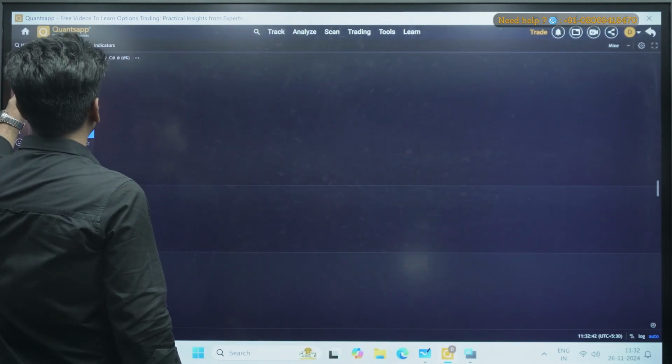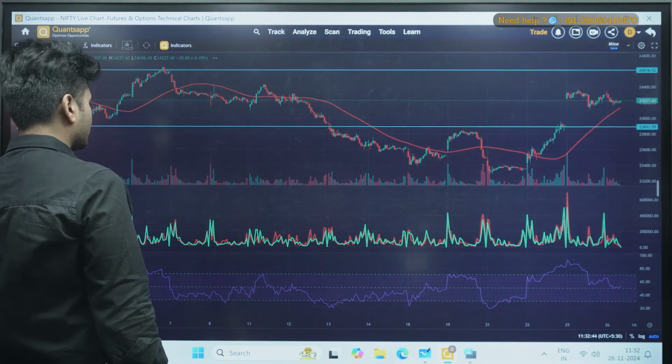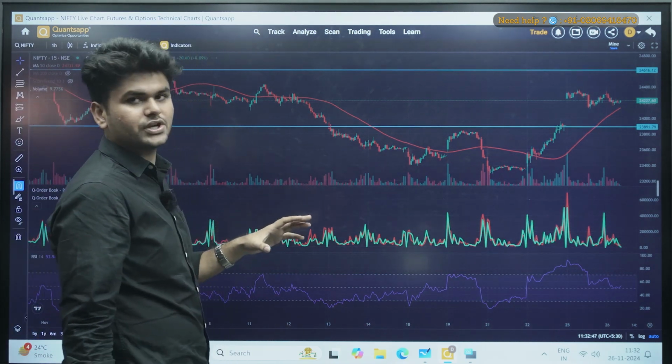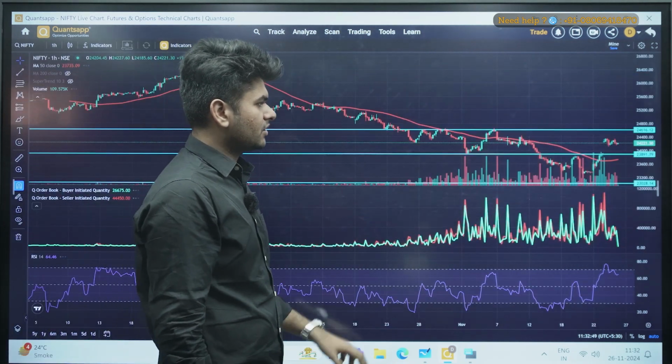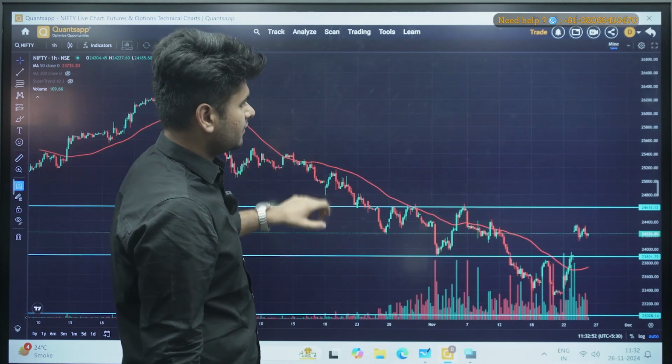Okay, I would like to go for a higher time frame, because generally whenever you go for a higher time frame, you get good indications or good trend reversals. So this is Nifty we are seeing here.